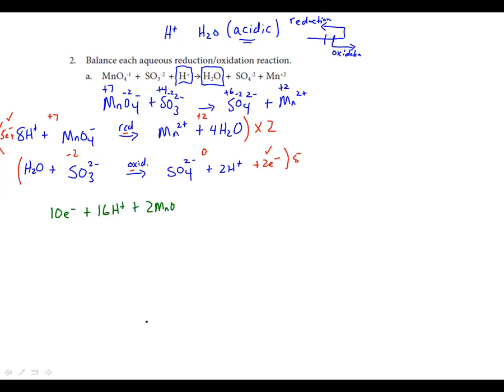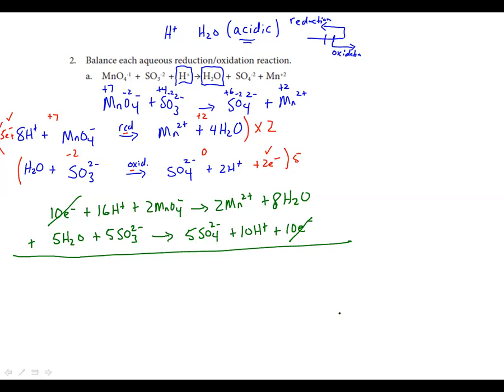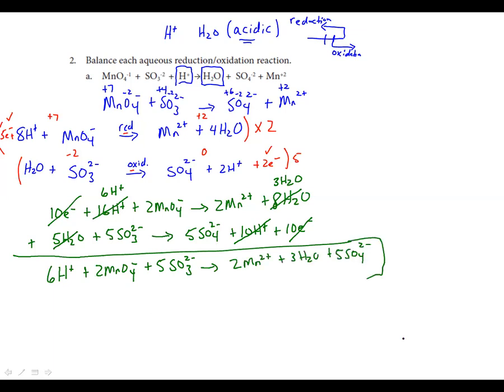Now we add across the equations. We have 10 electrons on the left side and 10 electrons on the right side, so the electrons cancel completely. The H plus and water also partly cancel, leaving us with 6 H plus on the left and 3 waters on the right. Everything should now be balanced both in terms of element and charge.